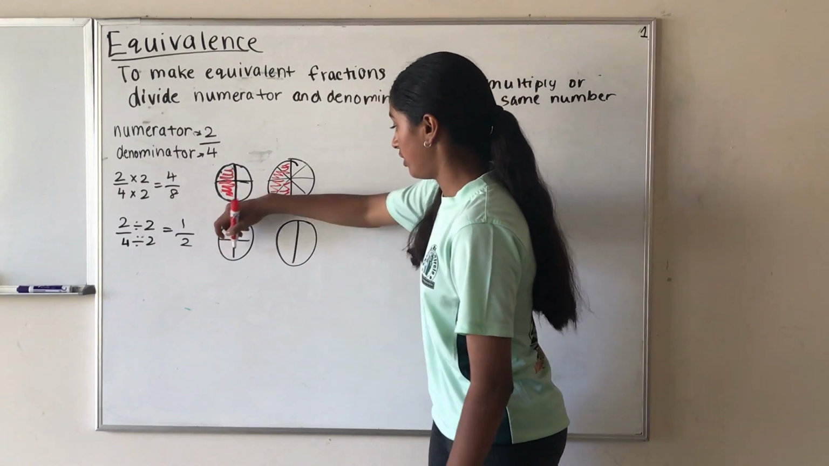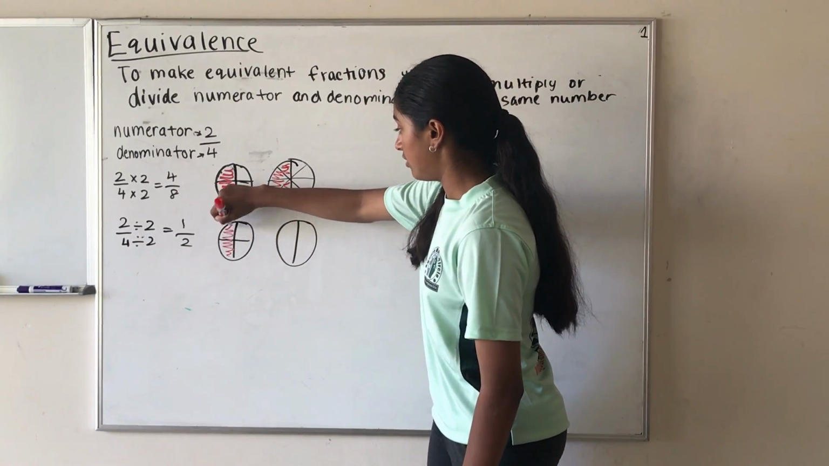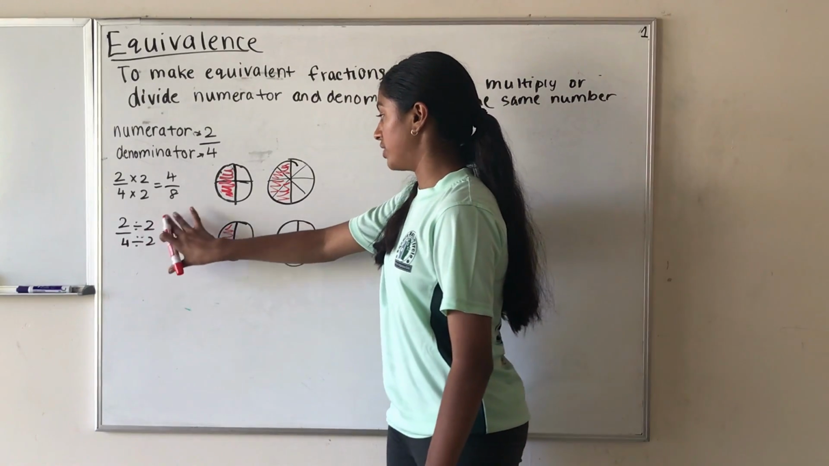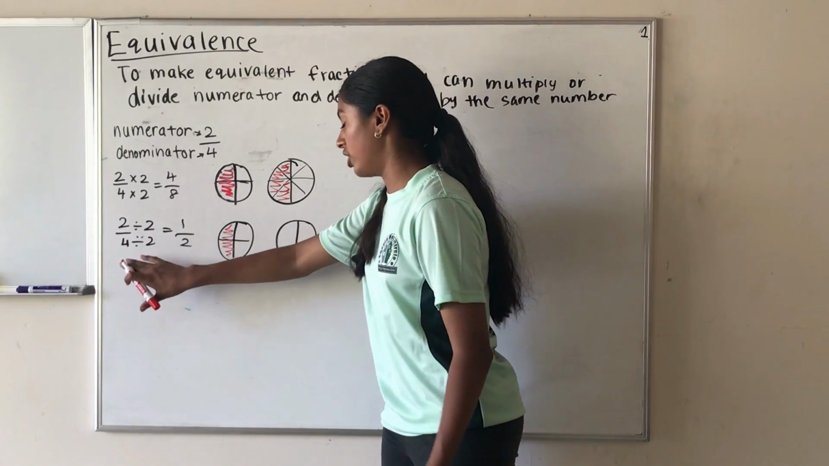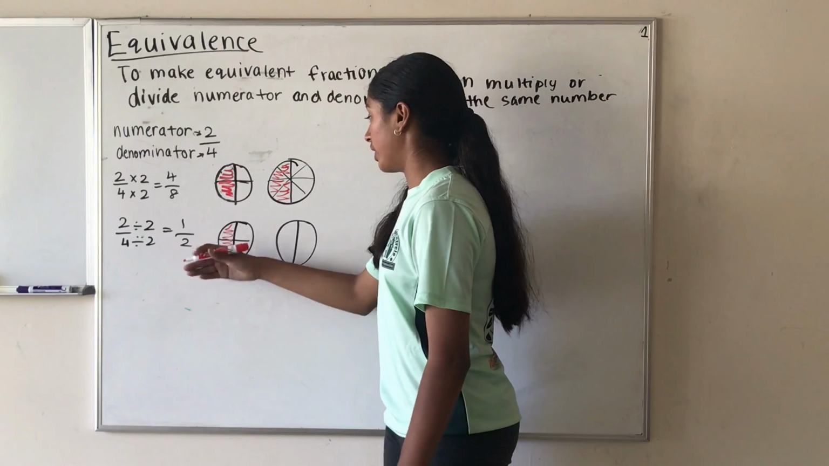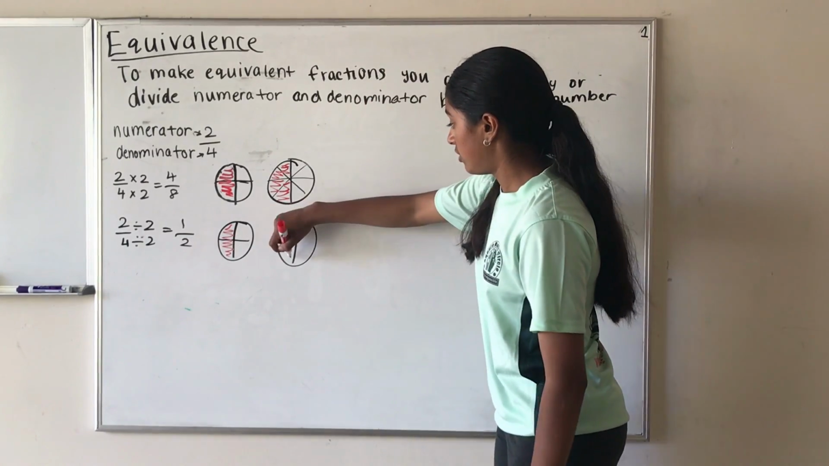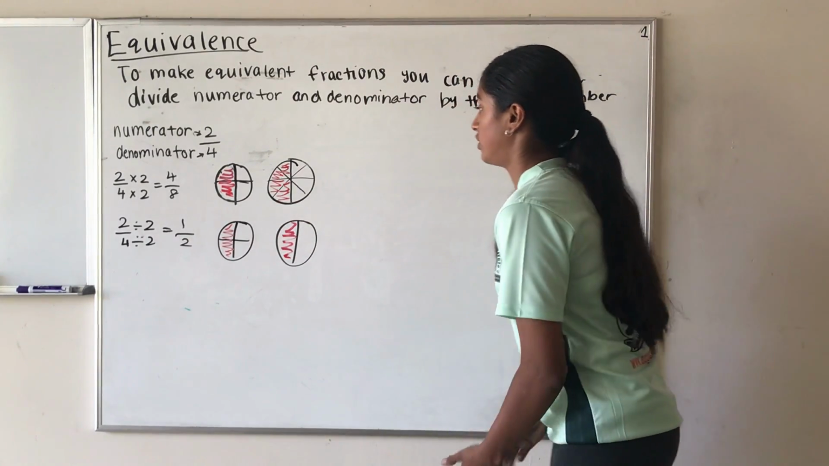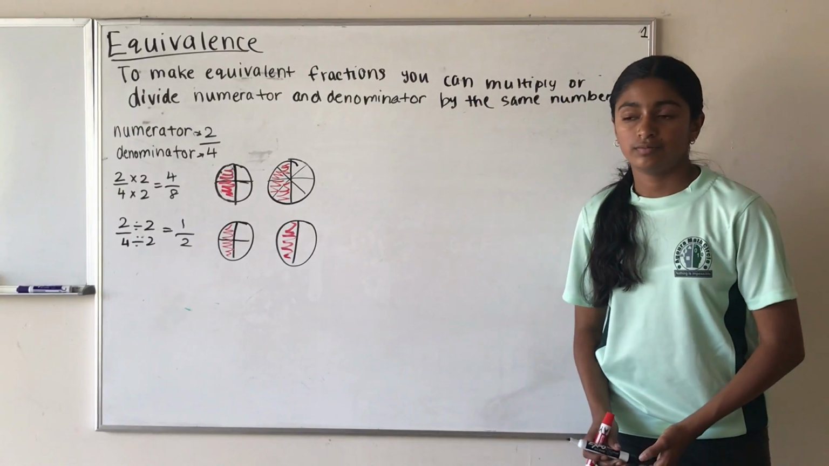Here, 2 by 4 is that much, and if you divide the numerator by 2, we'd get 1, and the denominator divided by 2, we would get 1 over 2, which is the same as 2 over 4.